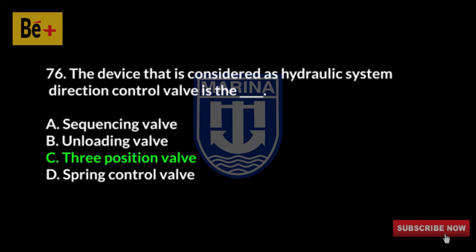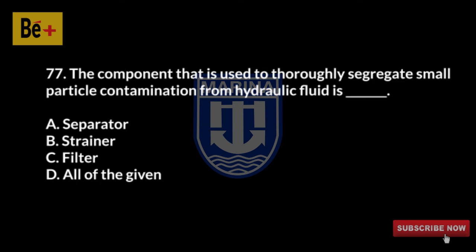The answer is C. 3-position valve. The component that is used to thoroughly segregate small particle contamination from hydraulic fluid is: A. Separator, B. Strainer, C. Filter, D. All of the given.